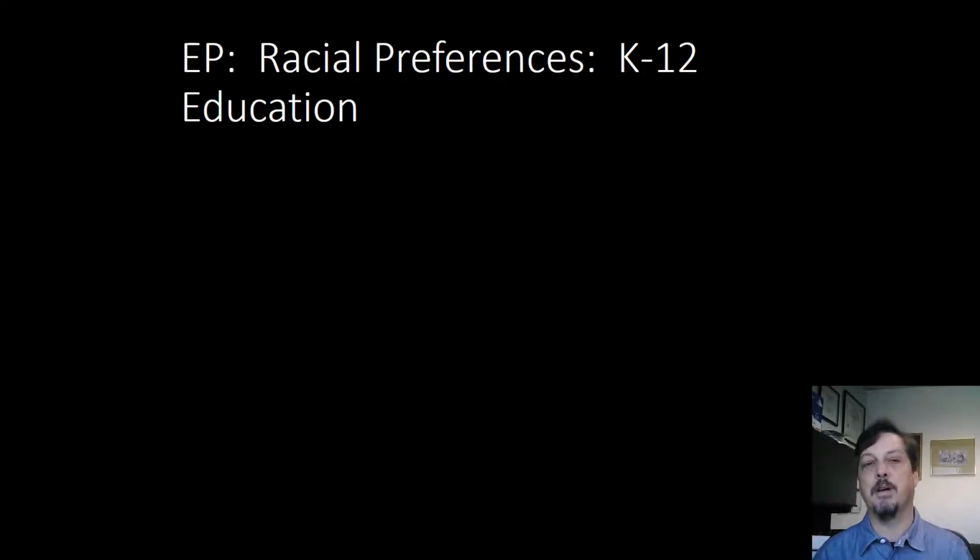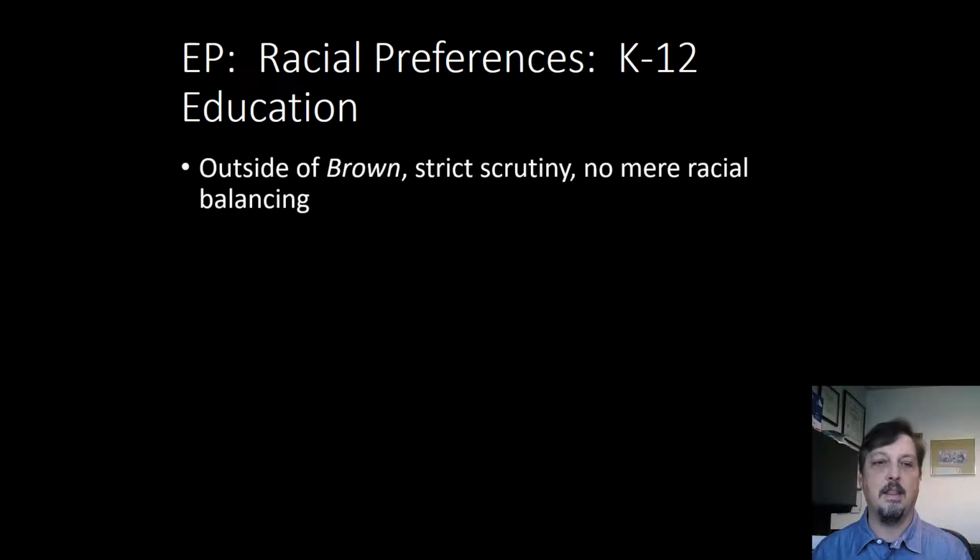We also looked at racial preferences in K-12 education. And there, outside of Brown, and of course Brown is addressing the circumstance when the law itself is enforcing or affecting some kind of racial segregation, and that kind of thing under Brown is going to be stricken down. But here we're talking about if a school district wants to promote diversity in K-12 education outside the context of a history of de jure segregation. In general, the court's going to look at those kinds of plans under strict scrutiny. And the court is not going to allow plans that merely strive for racial balancing.